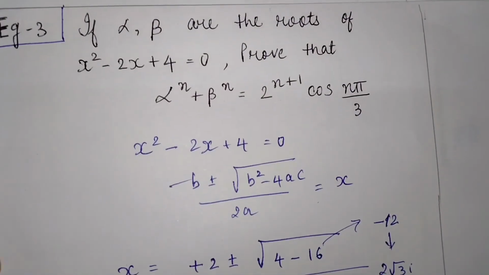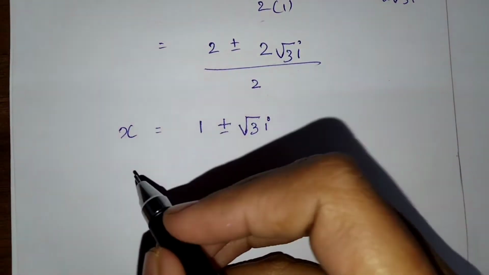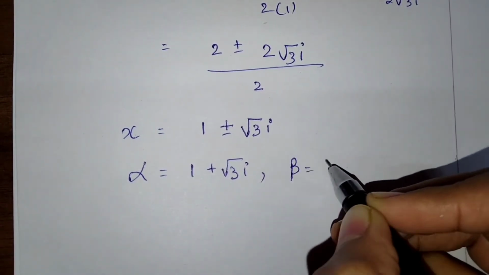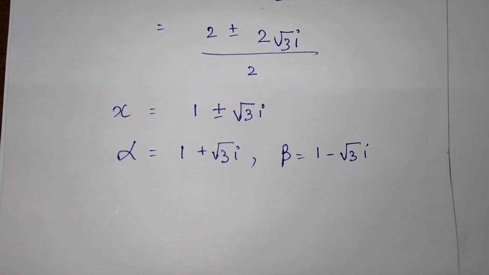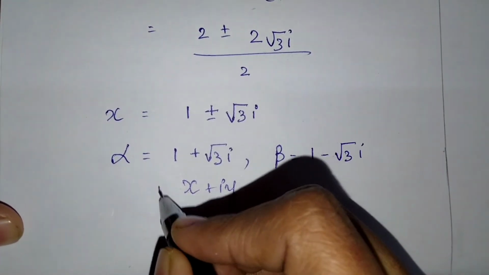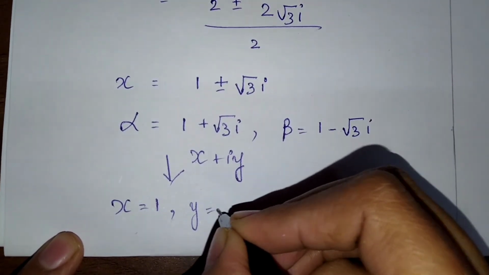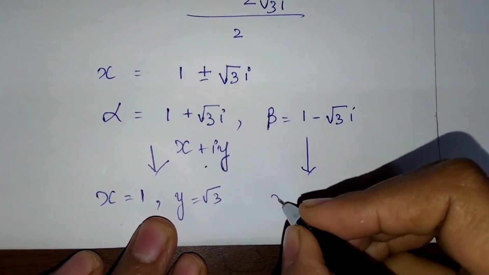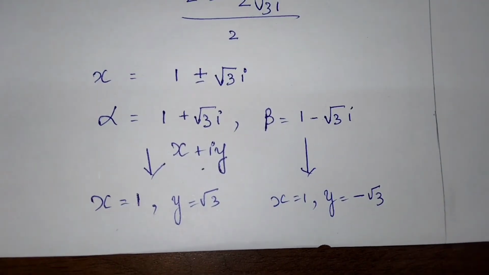But in the question it is told that alpha and beta are the roots of this equation. So we will take alpha equal to 1 plus root 3i and beta equal to 1 minus root 3i, as in the question it is told. Okay? So now if we take alpha as this and compare with x plus iy, then we will get x equal to 1 and y equal to root 3. And for beta, if we compare it with x plus iy, then we will get x equal to 1 and y equal to minus root 3. Okay?